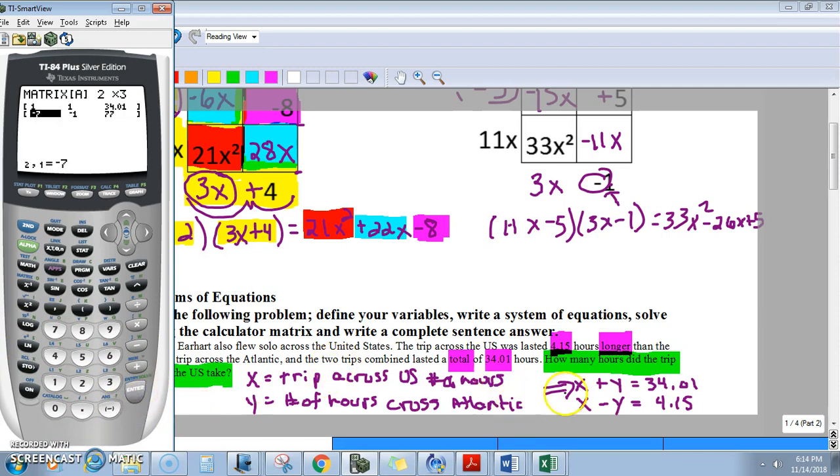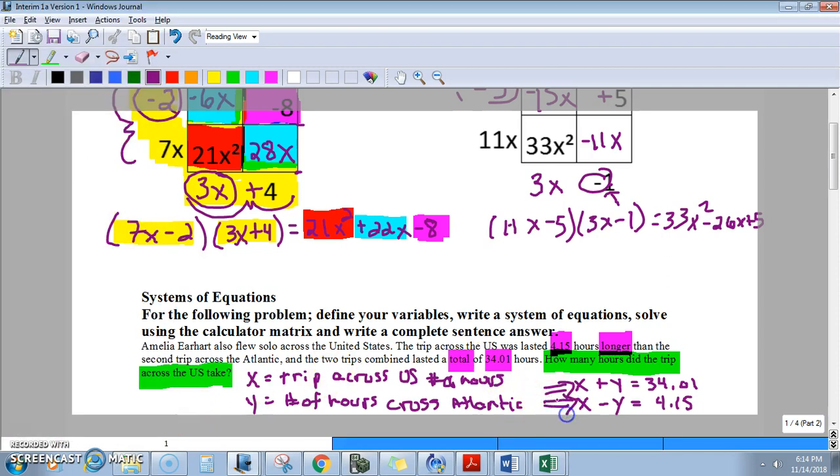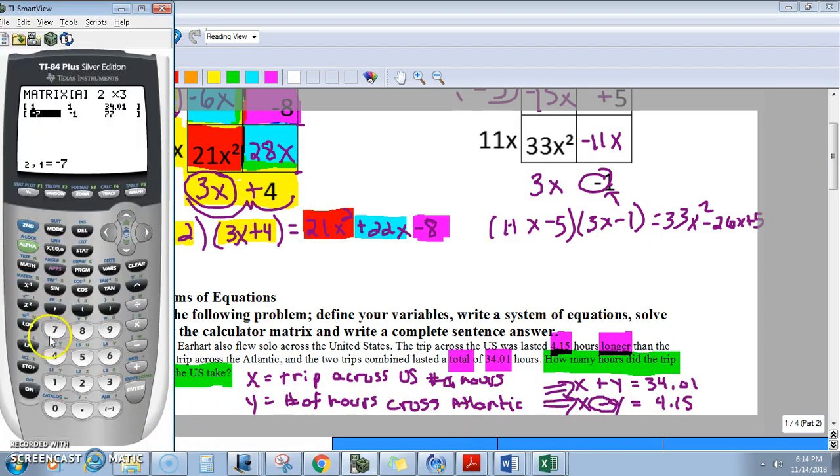Now I'm looking at the second equation, the bottom equation. So the number in front of x is 1, but the number in front of the y, this is super important, you guys, is -1. Okay, because we're subtracting. So we're going to do 1 again, but then we're going to do -1. And then when I subtract, I'm going to get 4.15 hours.